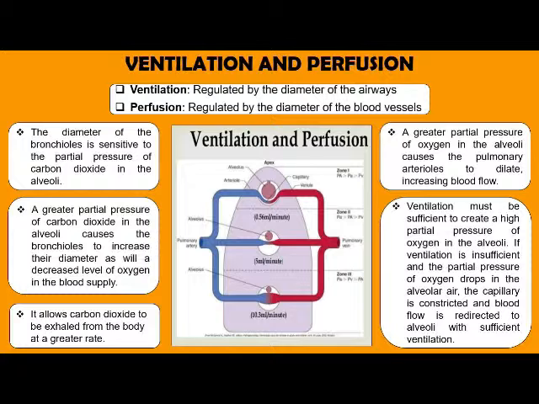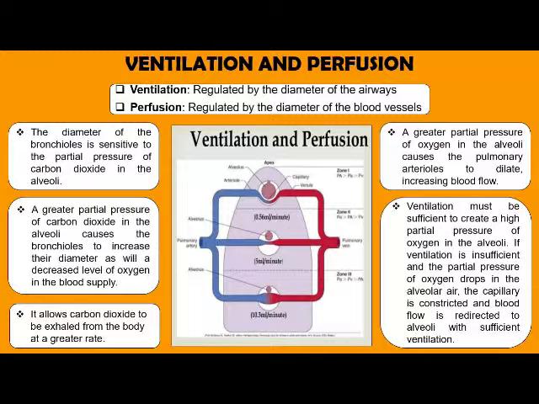Principally, the diameter of the bronchioles is sensitive to the partial pressure of carbon dioxide in the alveoli. A greater partial pressure of carbon dioxide in the alveoli causes the bronchioles to increase their diameter, as will a decreased level of oxygen in the blood supply. It also allows carbon dioxide to be exhaled from the body at a greater rate.